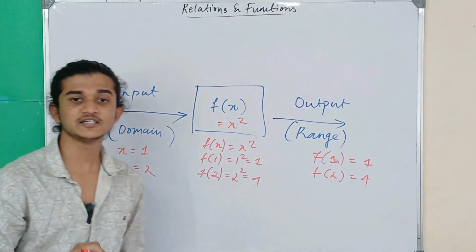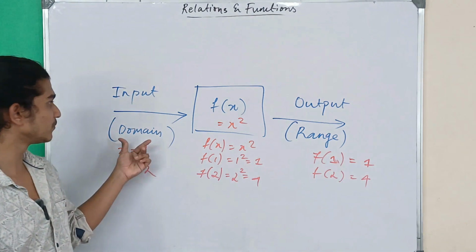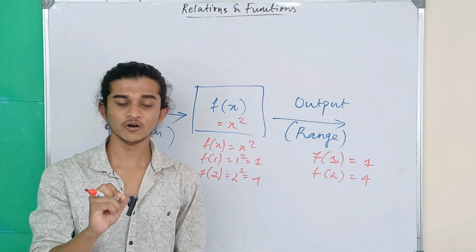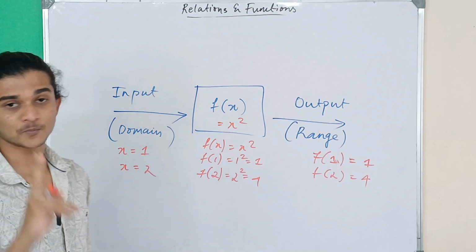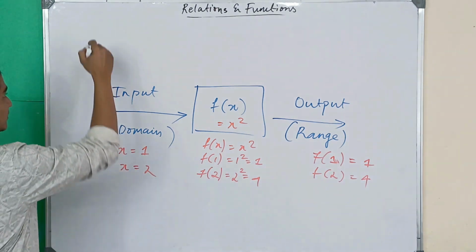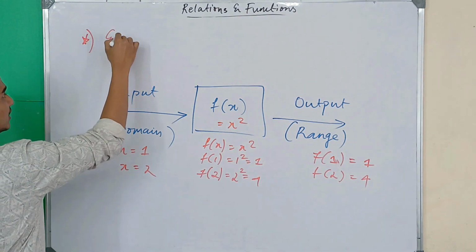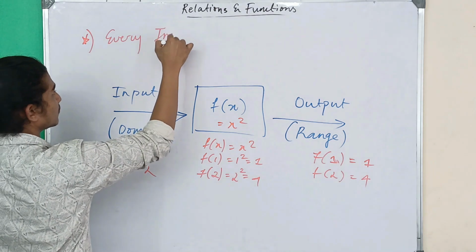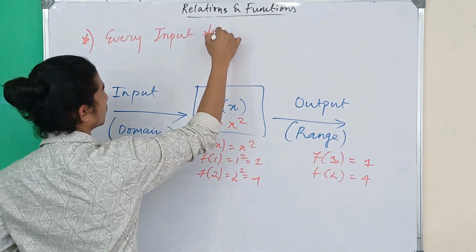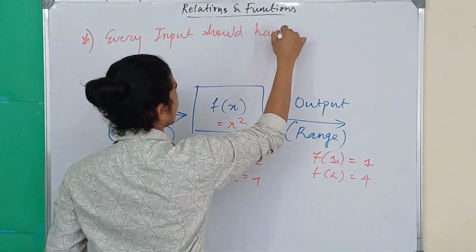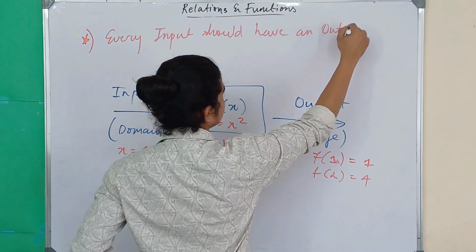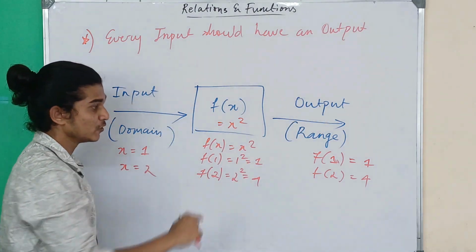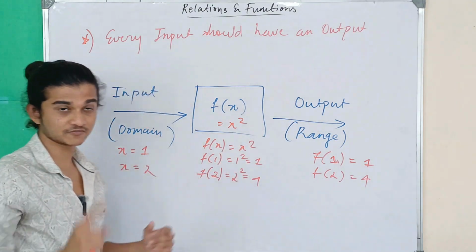So a function is basically a special type of relation in which every single input has a specific output. In order for a relation to become a function, there are two important criteria. The first criteria is that every input should have an output. Every input you give, you should get an output. So this is the first criteria.